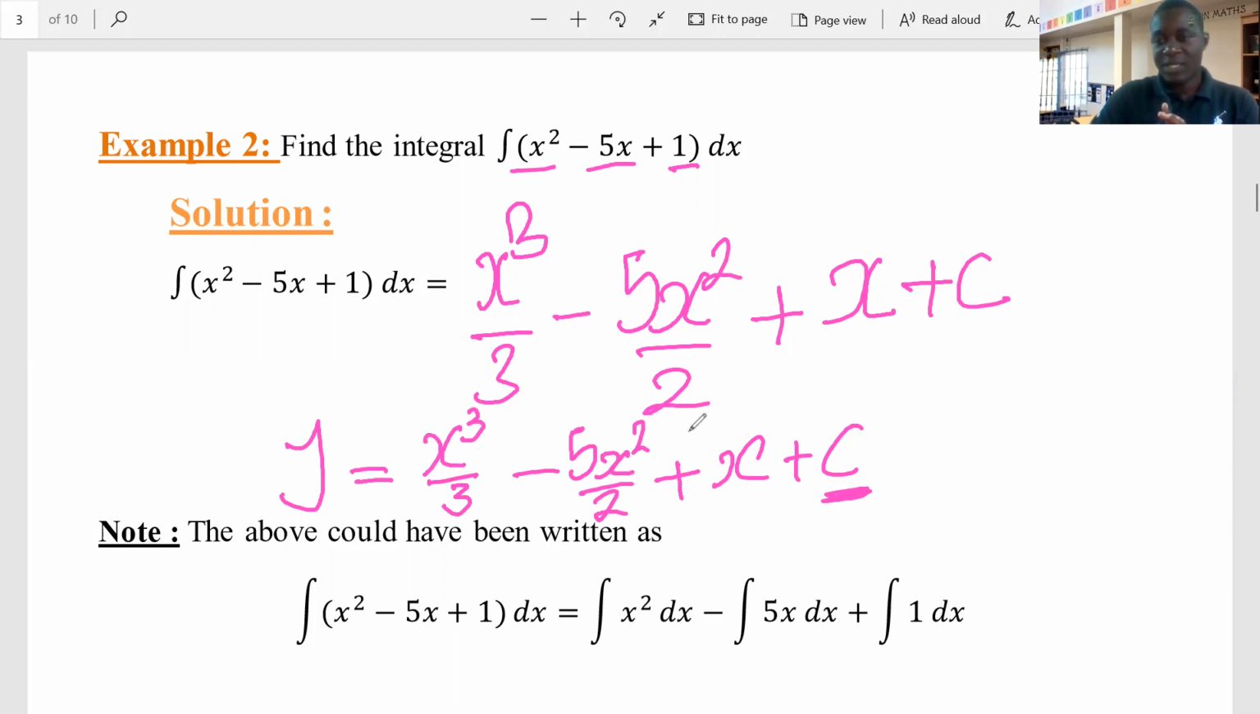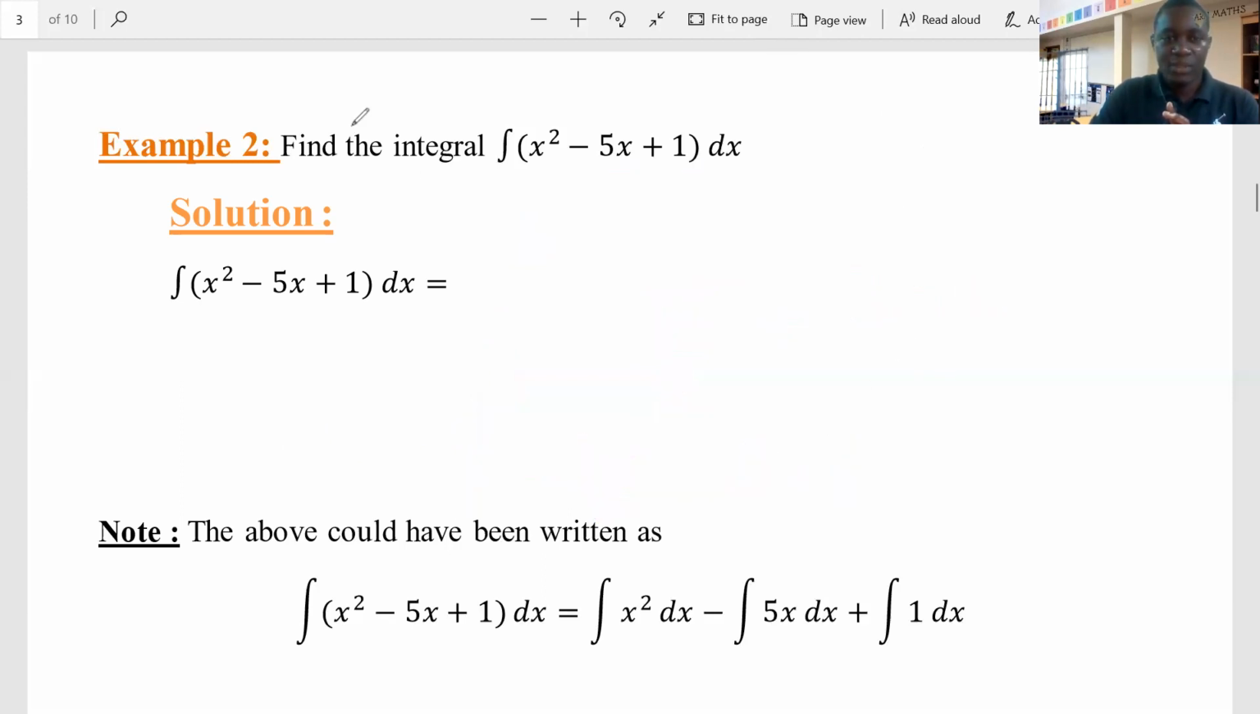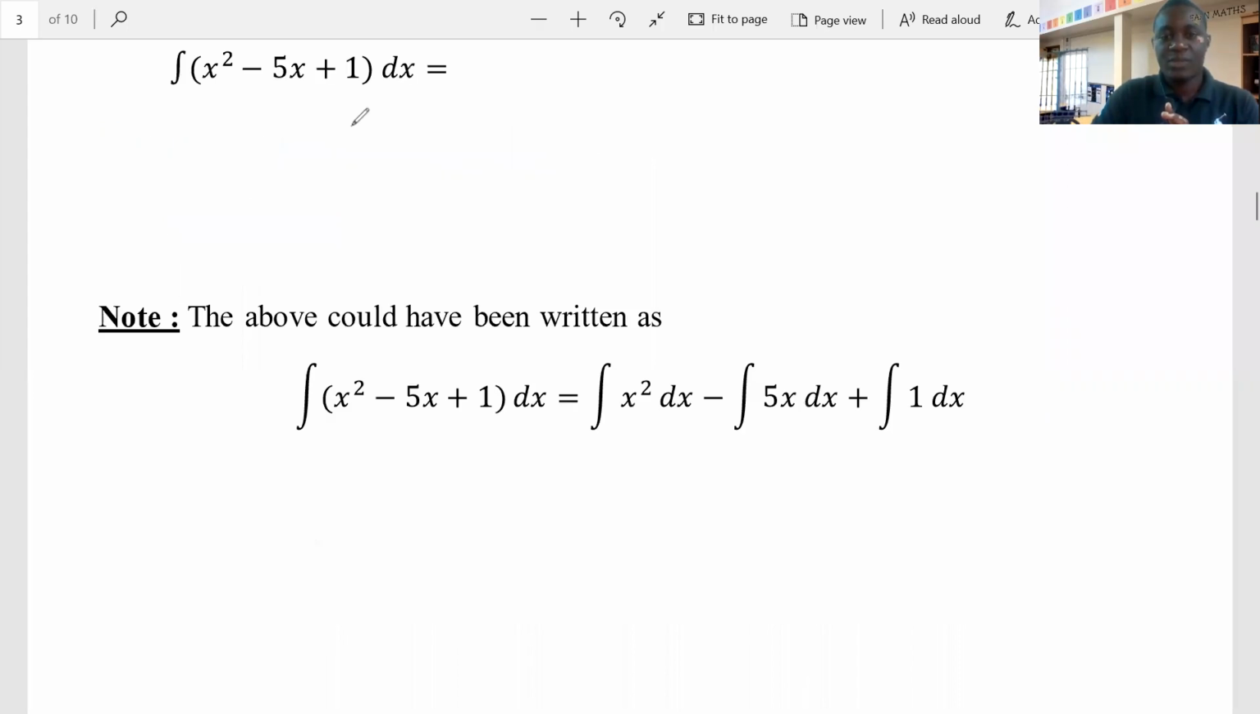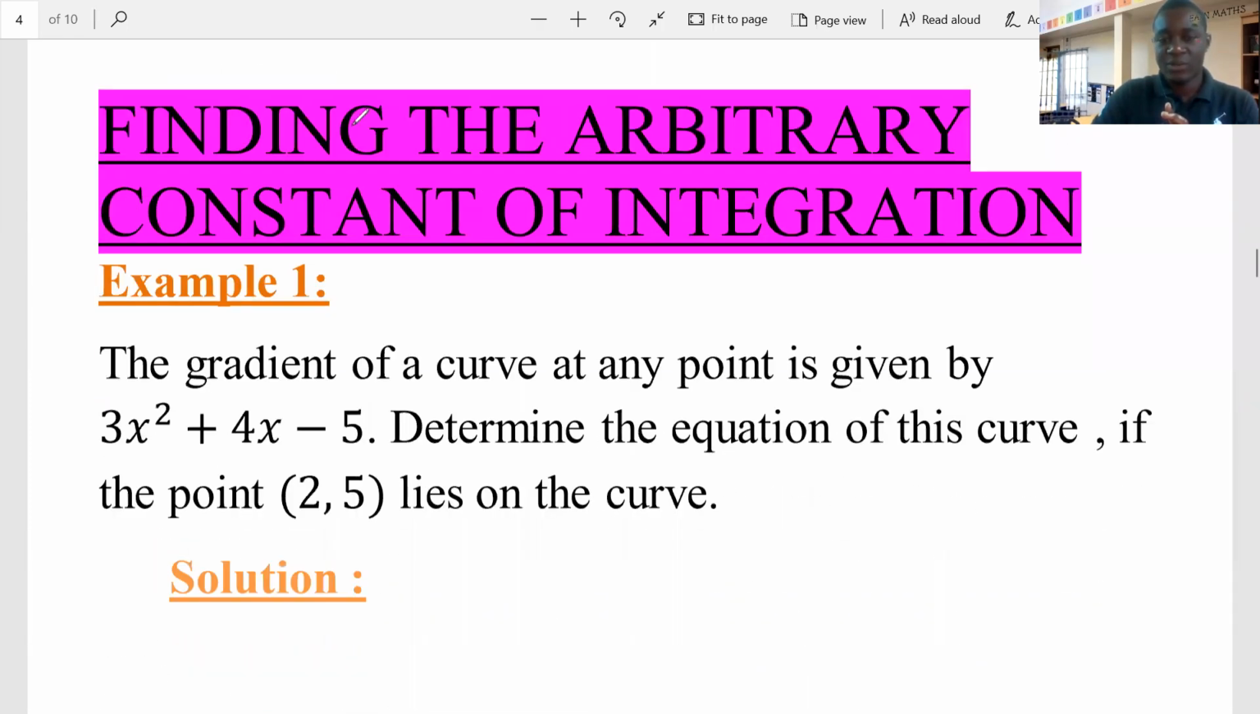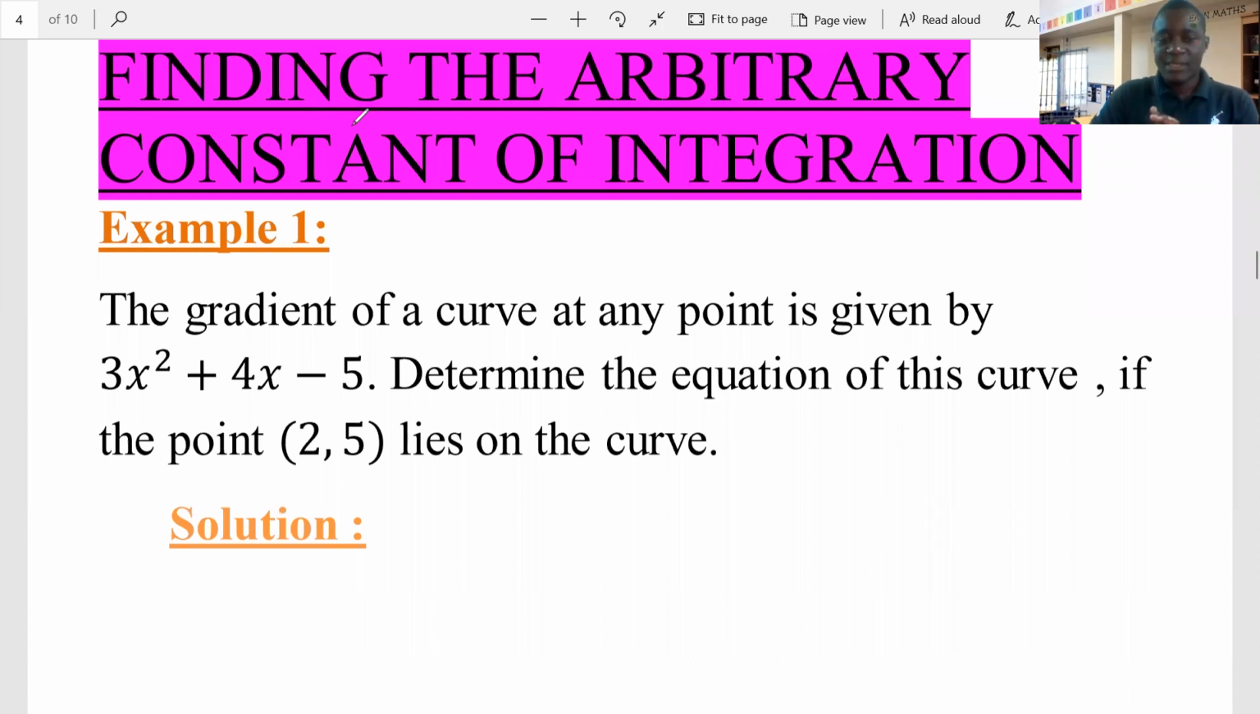So that's why we said that we will be looking at the process of finding our arbitrary constant of integration, and therefore we would be able to come up with the original y function in full. So let's take note of this that we have just done. So in the next example that we're looking at right now, it is going to be on finding the arbitrary constant. So let's take this first example.